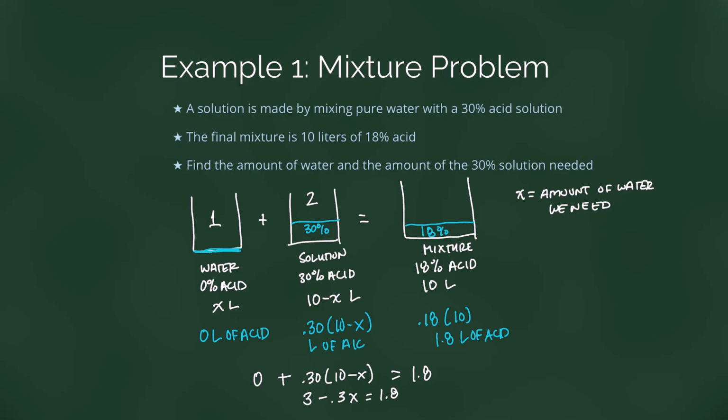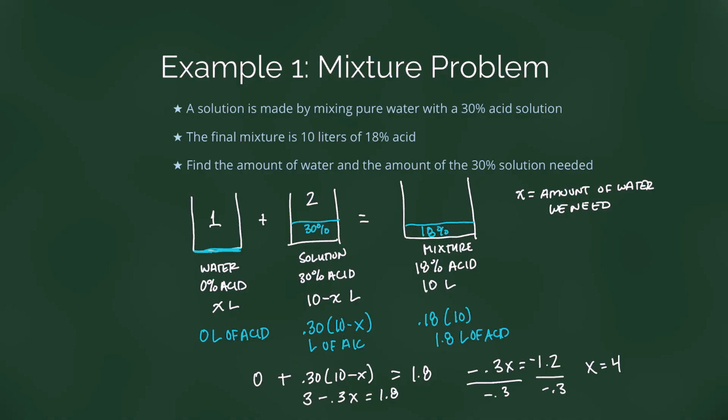We use our techniques for solving, so I'm going to subtract 3 from both sides. I get negative 0.3x equals 1.8 minus 3, which is negative 1.2. I'm going to divide both sides by negative 0.3. And I get that x is equal to 4.